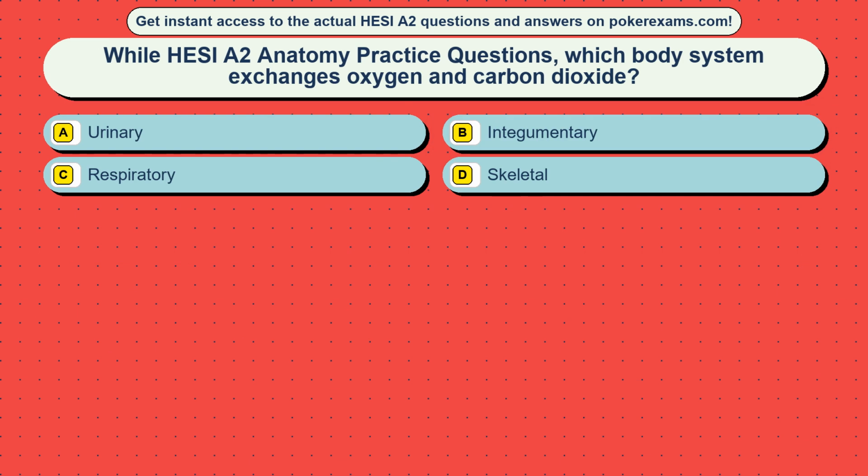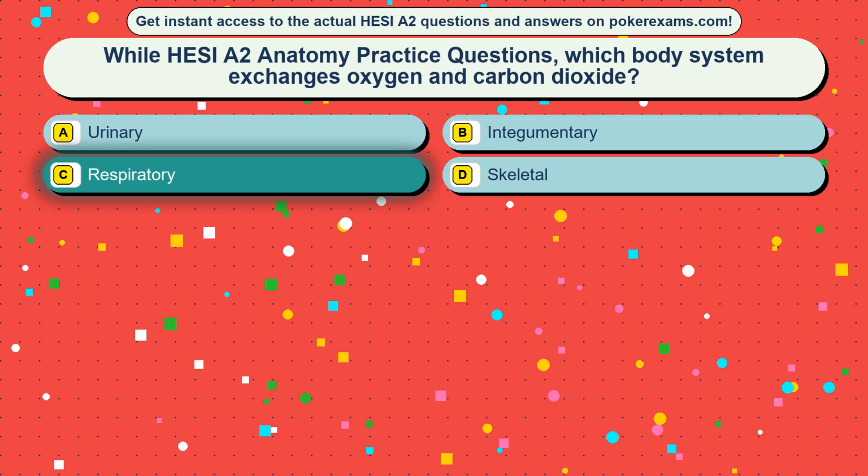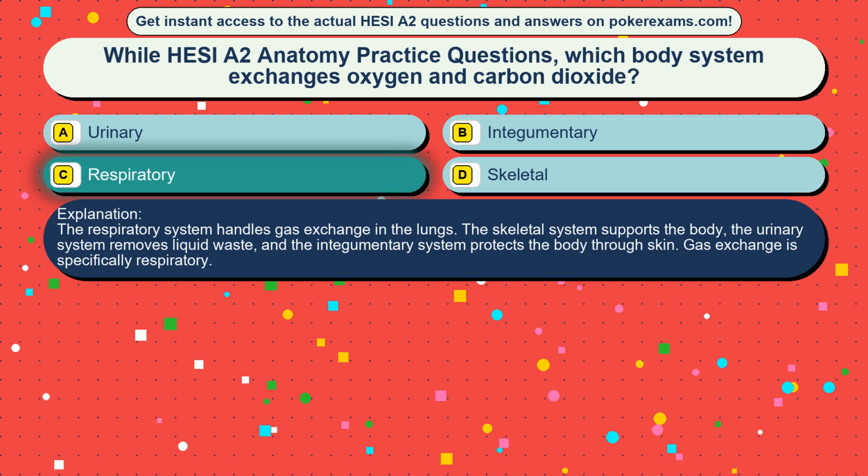Question 27. While HESI A2 anatomy practice questions, which body system exchanges oxygen and carbon dioxide? Option A, urinary. Option B, integumentary. Option C, respiratory. Option D, skeletal. The correct answer is option C, respiratory. The respiratory system handles gas exchange in the lungs. The skeletal system supports the body, the urinary system removes liquid waste, and the integumentary system protects the body through skin. Gas exchange is specifically respiratory.